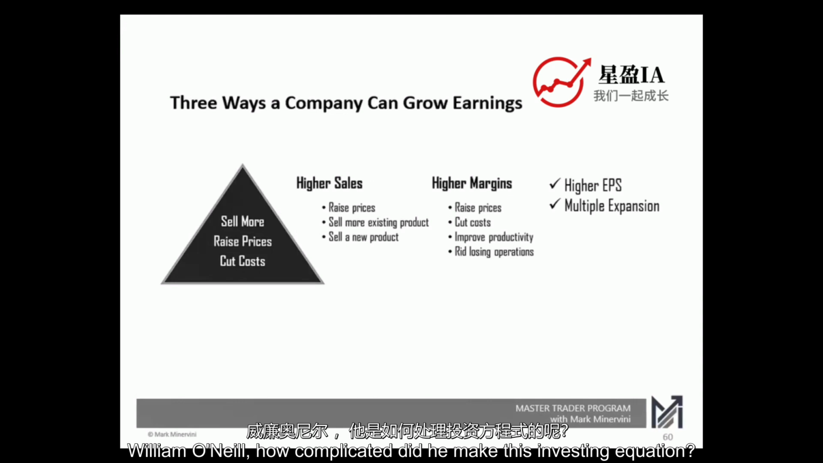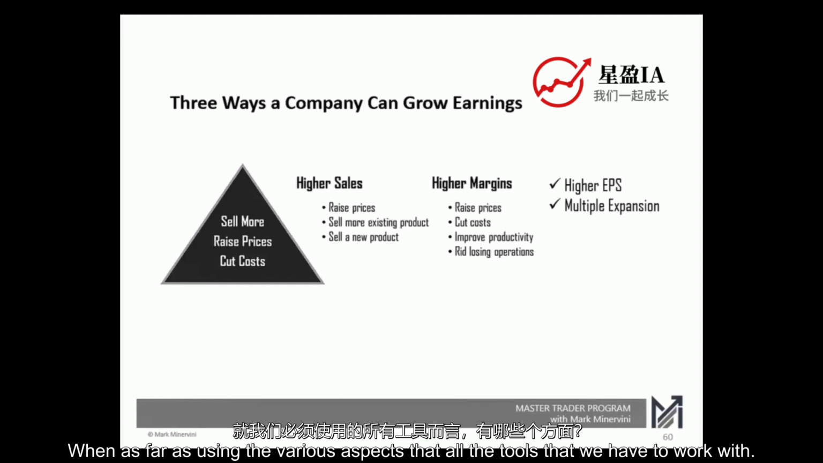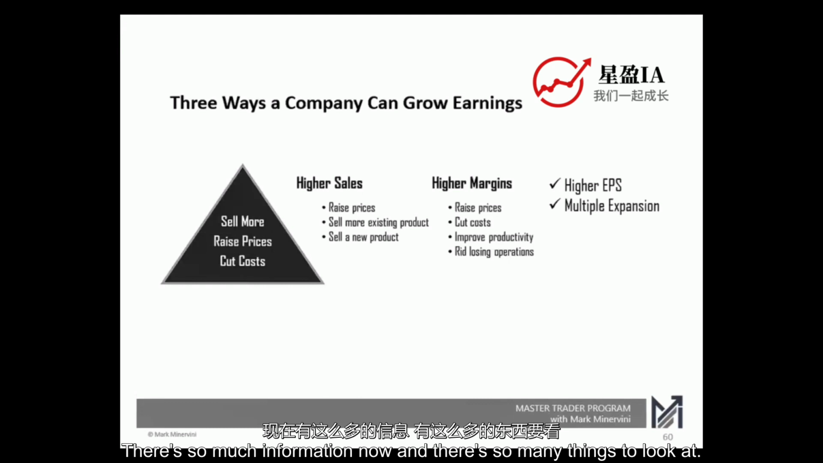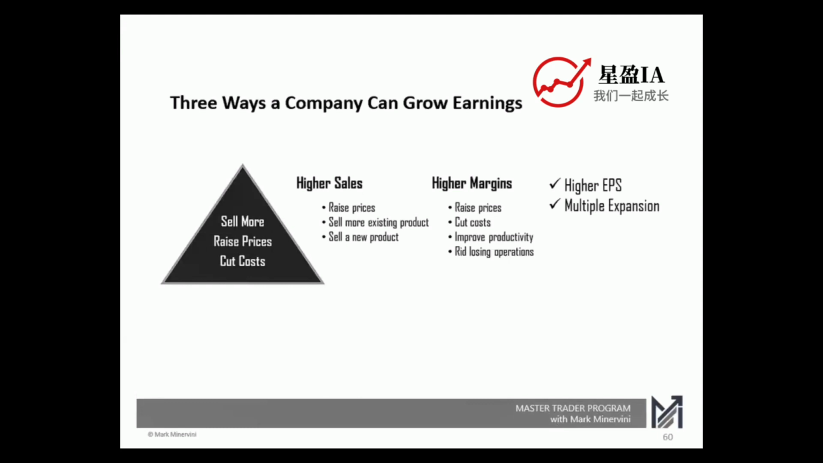How complicated did he make this investing equation? As far as using the various aspects, all the tools that we have to work with, there's so much information now, and there's so many things to look at. What did O'Neill boil it down to, and what did you boil it down to all these years?